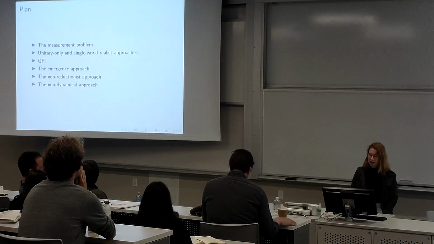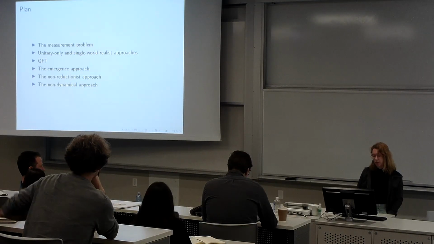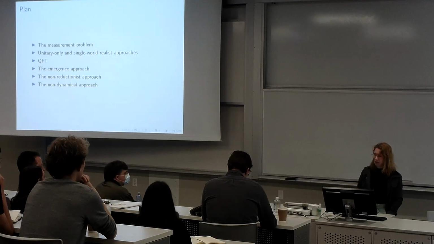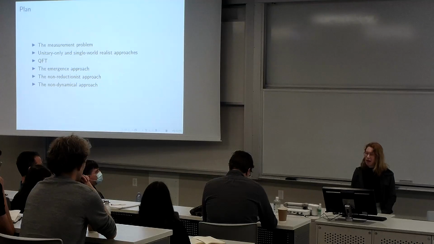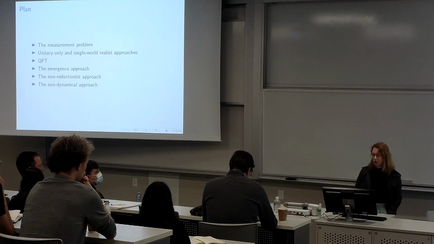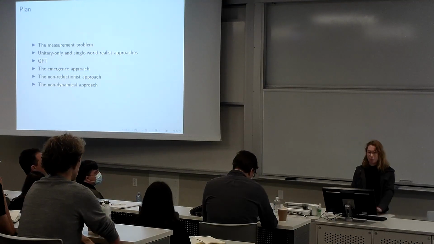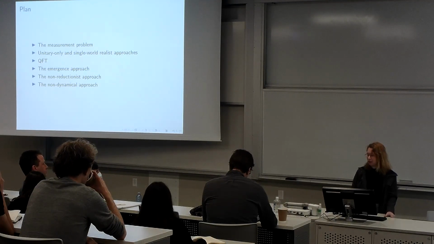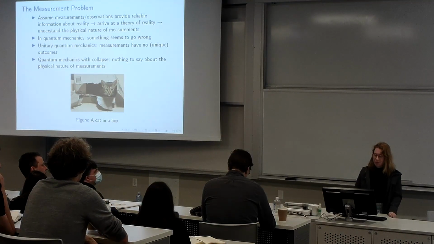So I'll then investigate three different routes we might take to try to make a single-world realist approach work in QFT, and in each case I'll give an example of an existing approach that seems to be taking that kind of route. I emphasise that these are just examples. I'm not trying to give an exhaustive list of possibilities. I'm sure there are other possibilities, and indeed if people here have ideas for other possibilities, I'd love to hear them. So, what is the measurement problem?